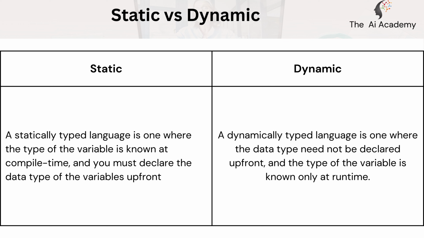On the other hand, a dynamically typed language is one where the data type need not be declared up front, and the type of the variable is known only at runtime. Whenever you declare a variable and assign a value to it, the moment you run that specific line, the data type of the variable is known. Examples of such languages are Python and PHP. Python, which we are using here, is a dynamically typed language.